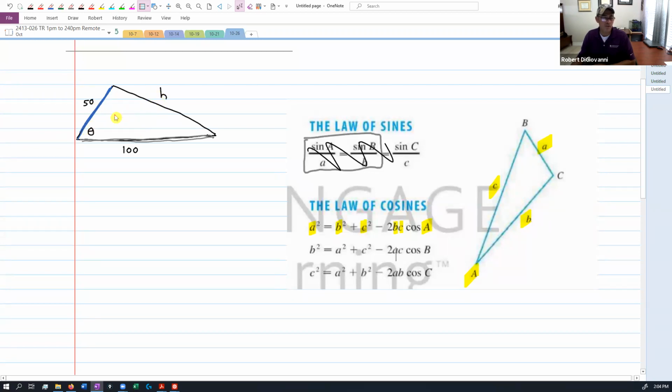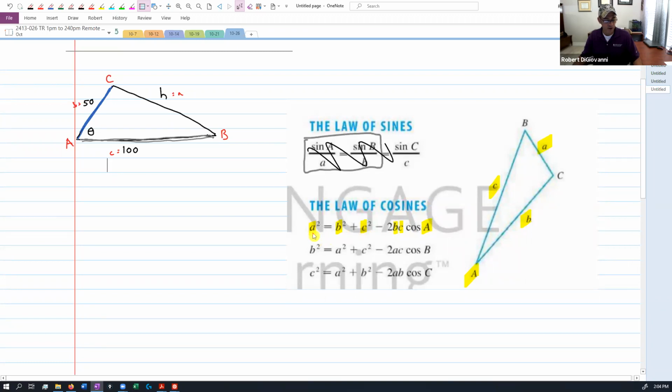Now, we don't know what h is. We don't know what theta is, but we have a relationship. If I were to label this triangle over here A, and then call this one B, and that angle C, that would make this little a, this little b, and that little c. And then I could use the law of cosines. I would have a squared equals b squared plus c squared minus 2bc cosine A.